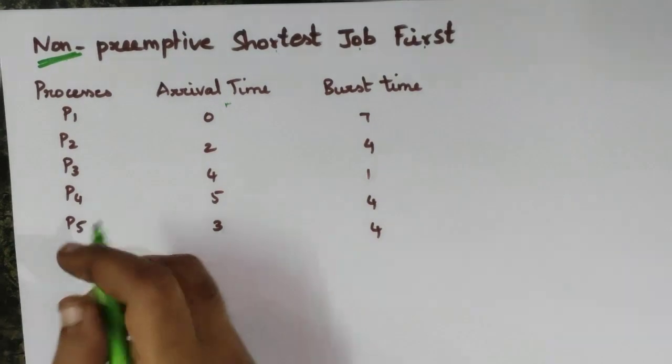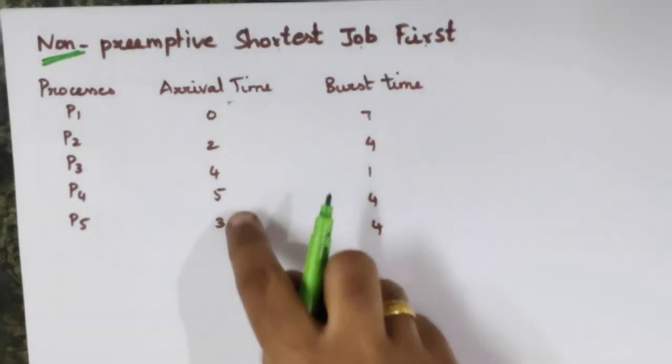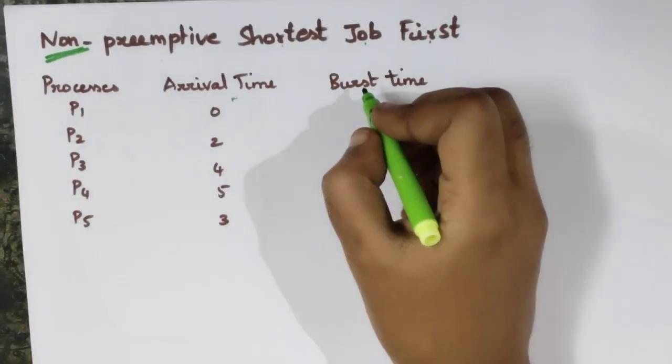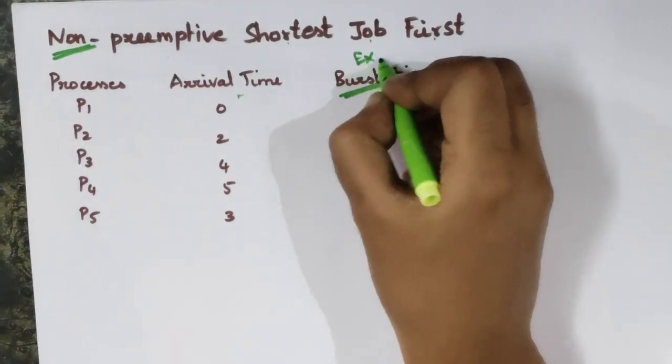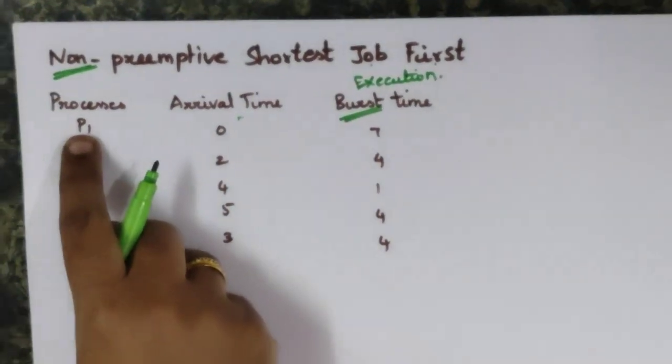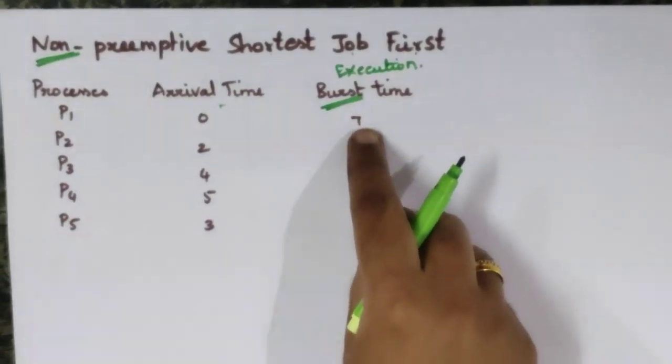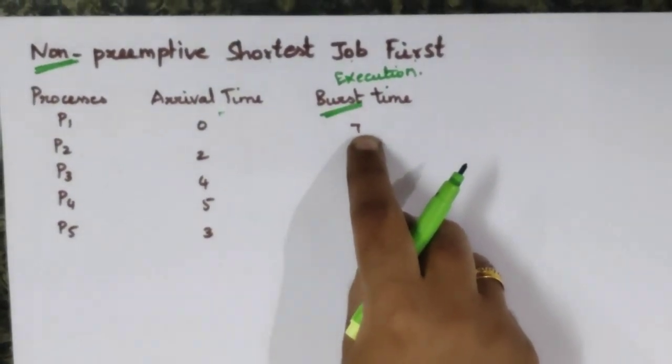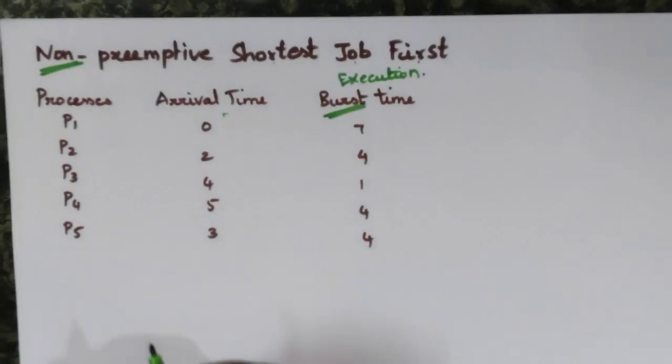Again, these are the 5 processes, and these are their arrival times and these are their burst times. Burst time means execution time. Execution time means the process P1 needs 7 milliseconds to use the CPU. That is the burst time. We call it the execution time.